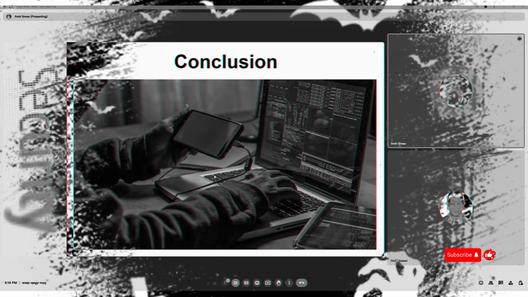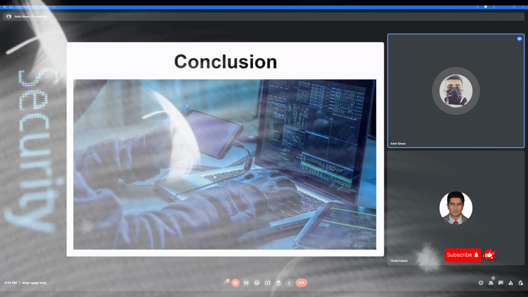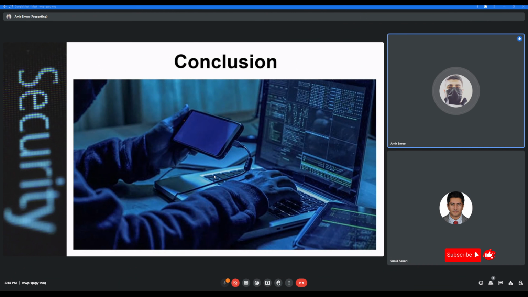Conclusion. In conclusion, IP spoofing is a serious cybersecurity threat where an attacker impersonates another device by falsifying data to hide their identity or impersonate another computing system. This technique is commonly used in a variety of attacks, such as man in the middle, denial of service, and session hijacking.